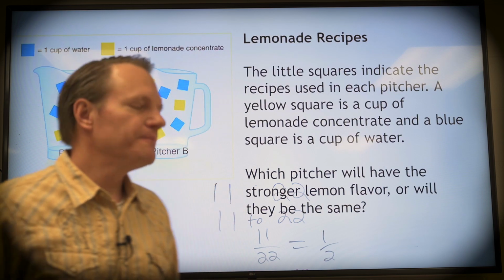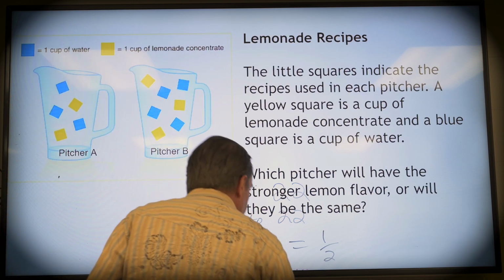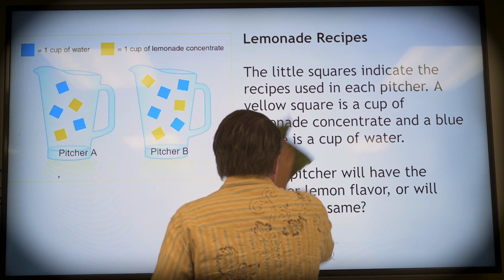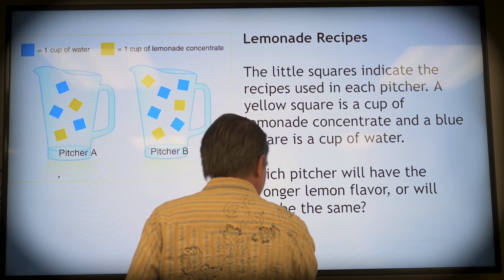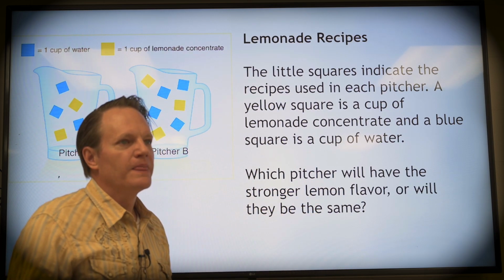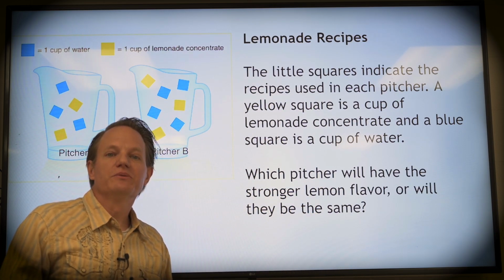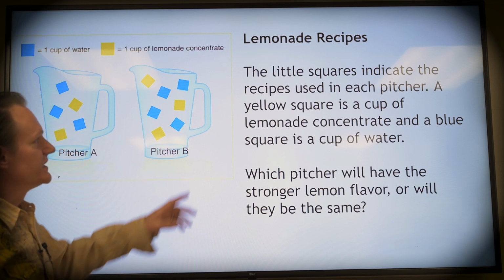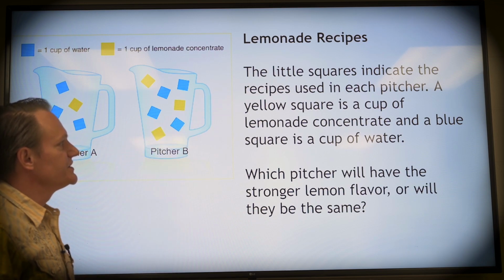Going to do one more with you. One more. This one we looked at a lot in class this week. And this one's got a neat part in it where you actually go from decimal to percentage. So the question says, the little squares indicate recipes used in each picture.